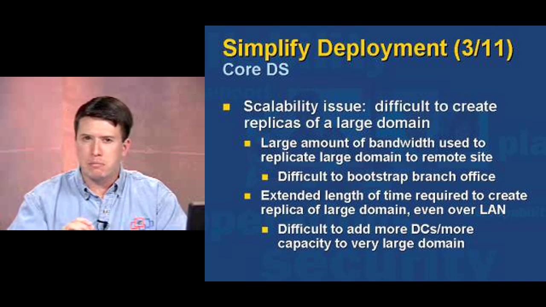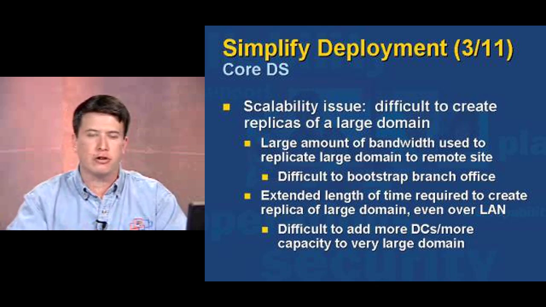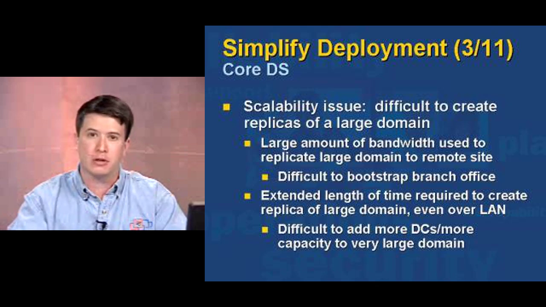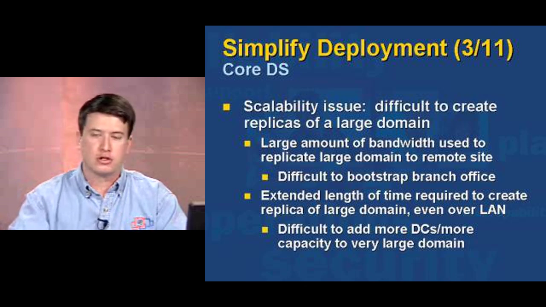Another problem with scalability, or another issue: if you have an extremely large domain, it can take a long time to build a replica of that domain, even if you're working over a LAN. If you have millions of objects, it could still take 12 hours, 24 hours, maybe even longer for the replication system to transfer that data over a LAN. So what are we doing about that?